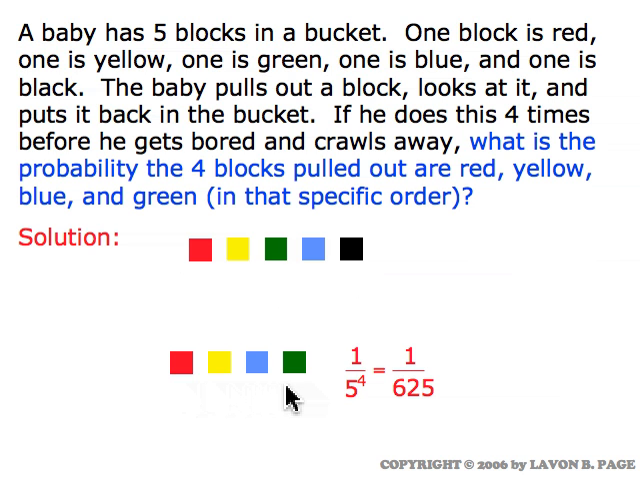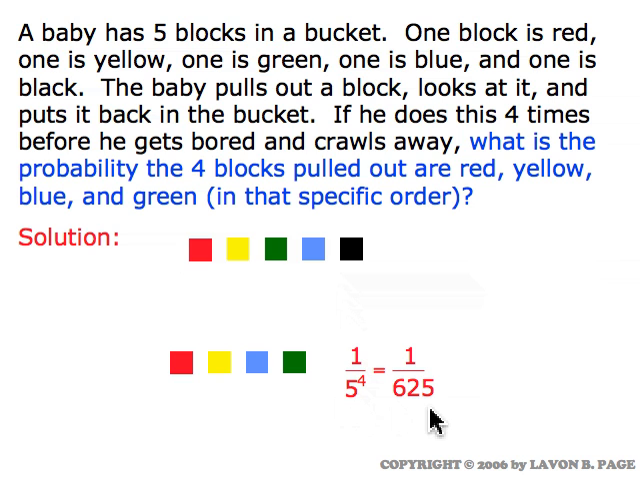The key thing here is that each time the baby reaches into the bucket, it is full of blocks. So any time the baby does that, there are 5 possibilities for which block can be drawn. So that's 5 possibilities for which color block the baby draws first, and then because the baby puts it back, that leaves 5 choices for the second, the third, and the fourth attempt. So the number of different possibilities is 5 choices for the color of the first block, 5 choices for the color of the second, 5 for the color of the third, and for the fourth. So that's 5 times 5 times 5 times 5 possibilities for the sequence of colors that we'll get.